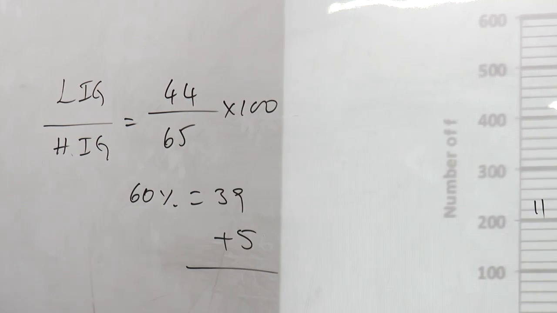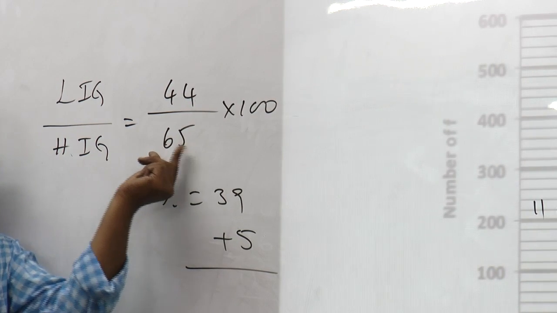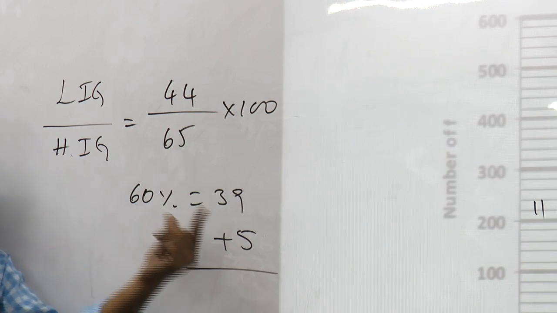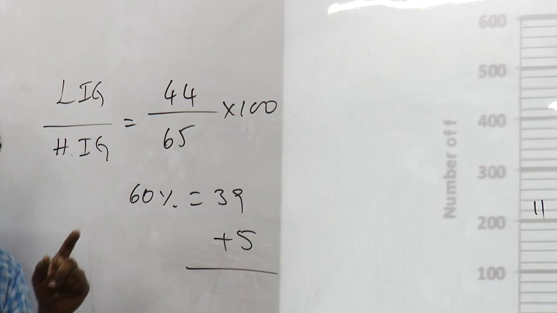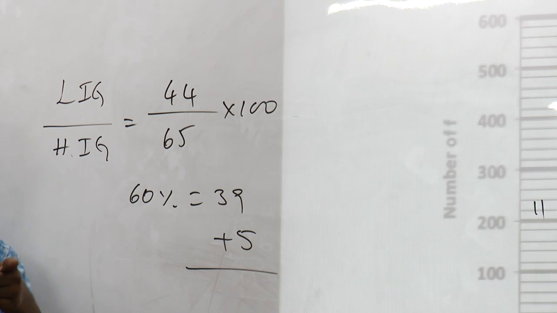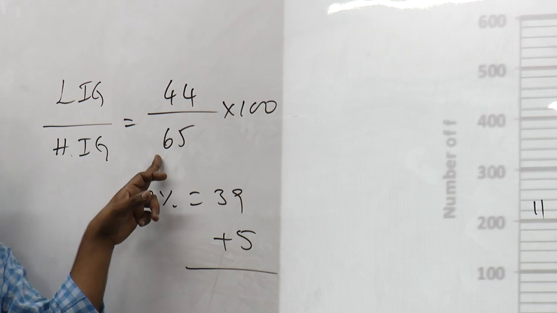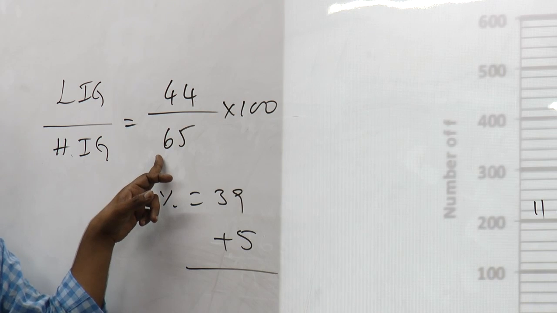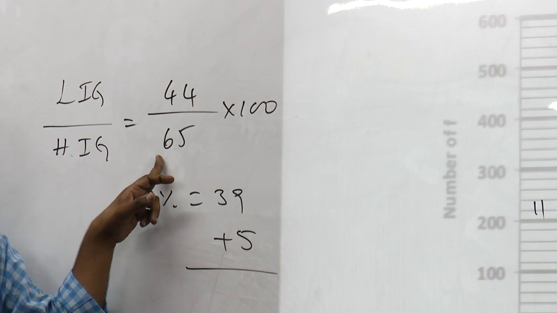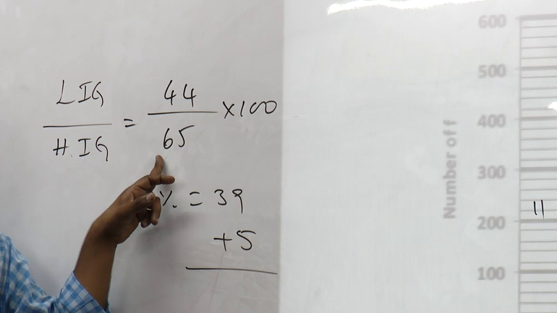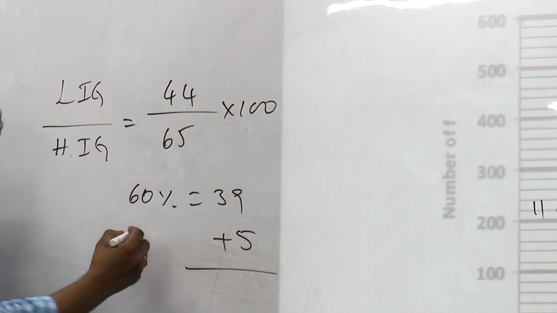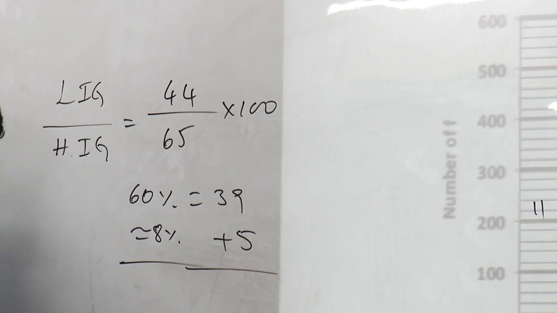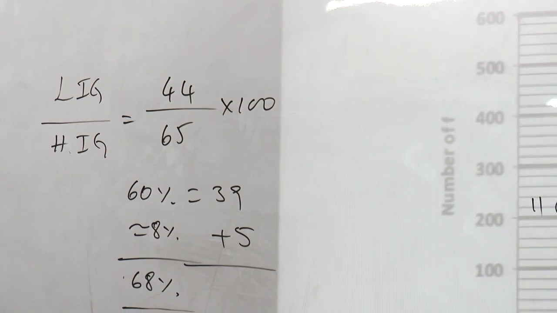What about 10%? 6.5. But here we have 5. The difference between 6.5 and 5 is 1.5. What about 1% of the denominator? 0.65. 2%? 1.3. So you need to add a number which is near about 8%. So the answer should be near about 68%. How many options are there? Only one: 67, 9 by 13.